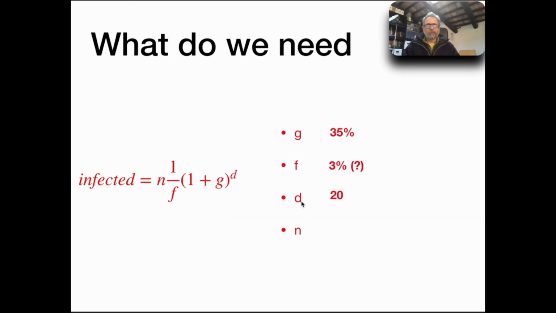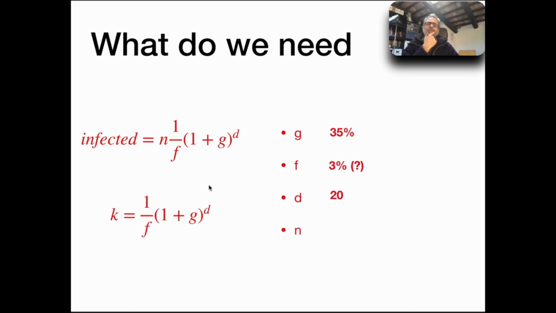Now let's recapitulate everything. If you want to know how many people are infected, assuming that the development is exponential, if you have the growth, the fatality rate, and the number of days between being infected and dying, then you can apply this formula, which is n, the number of dead people, multiplied by 1 over f, multiplied by 1 plus g elevated to d. You could write this in a more elegant way like this, but it's not really easier.